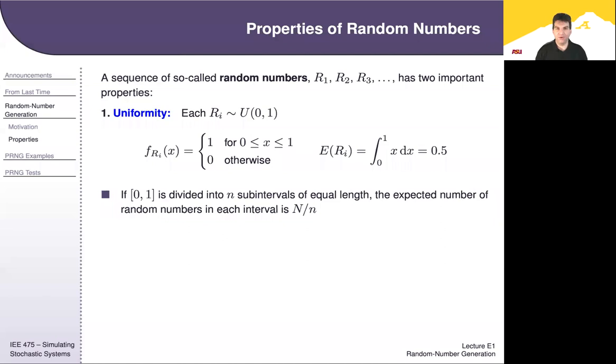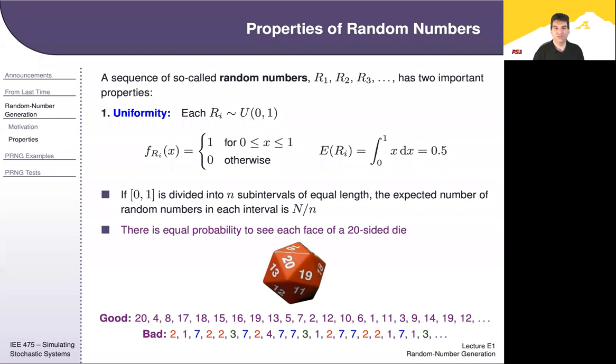In the case of uniformity, what we're saying is if we have a pseudo-random number generator that generates numbers between 0 and 1, and we divide that interval up into n subintervals of equal length, then the expected number of random numbers we'd find in each interval is just the total number of numbers that we drew divided by the number of intervals. So if I have 10 subintervals and I draw 100 numbers, then hopefully each subinterval, from 0 to 0.1, from 0.1 to 0.2, and so on, has on average, if I were to run this experiment multiple times, 10 numbers in it. I drew 100 numbers, I had 10 subintervals, so each subinterval better have, on average, 10 numbers in it. And that is the definition of what we mean by uniformity.